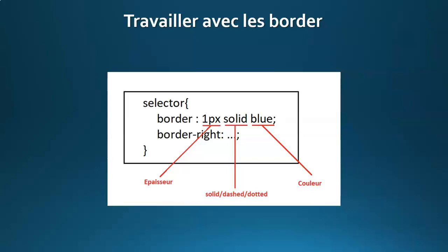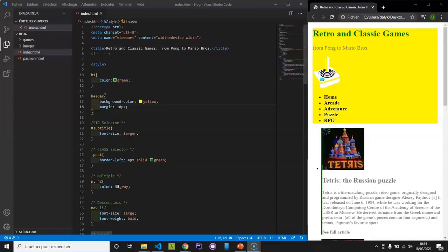In fact, it will be the design of your border, so it can be solid, continuous, it can be small points, small lines. It's according to your choice. Then the last value blue, which corresponds to the color of your border. So we will see all that as an example. Back to our code, we will see how to manipulate the margin and padding in an example.